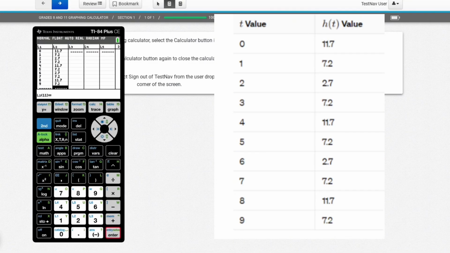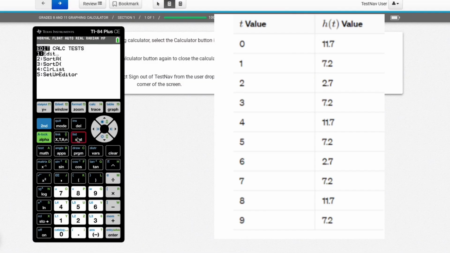All right, so A is asking us to find the equation using sinusoidal regression, and then the other problems are going to ask us to use that equation to do something else. So I go to stat, I go to calc, and sin reg is somewhere down here, there it is. And not only am I going to use this formula, but I'm going to store this regression equation so I can use it for later.